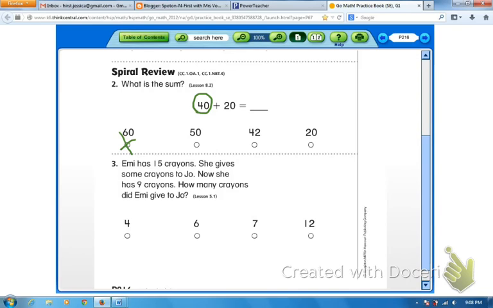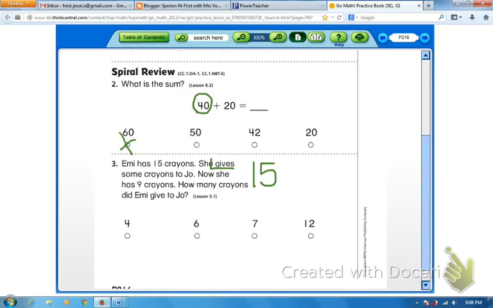And number 3 is a story problem. Emmy has 15 crayons. She gives some crayons to Joe. Now she has 9 crayons. How many crayons did Emmy give to Joe? Well, they should start out by knowing that Emmy has 15 crayons. That's our whole. The next part says she gives some crayons to Joe.